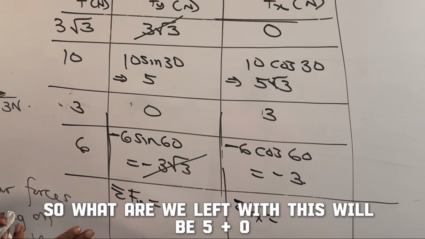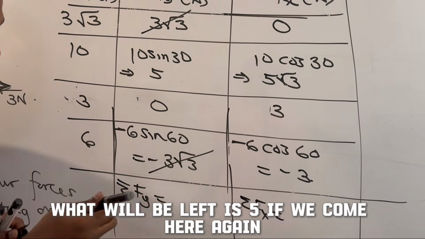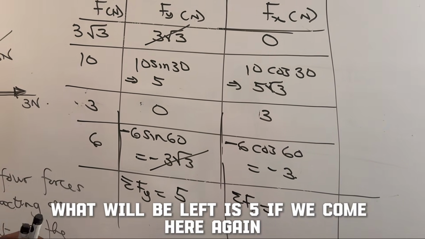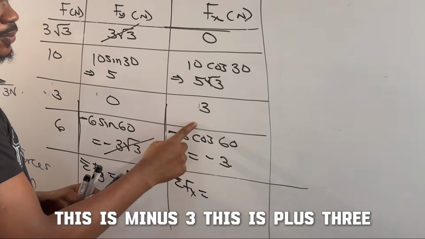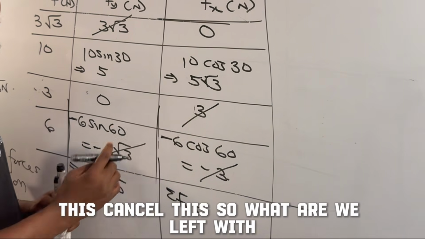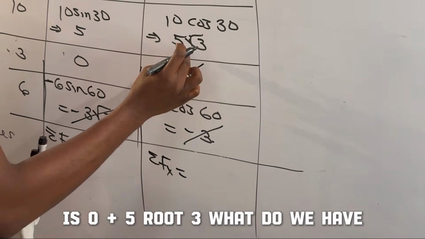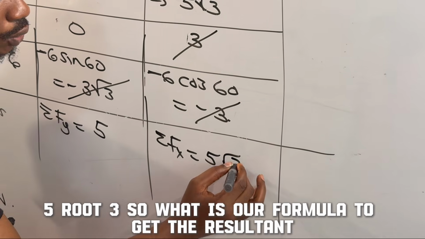So what are we left with? This will be 5 plus 0. What will be left here is who? 5. If we come here again, this is minus 3, this is plus 3. This cancels this. So what are we left with? 0 plus 5 root 3. What will we have? 5 root 3.